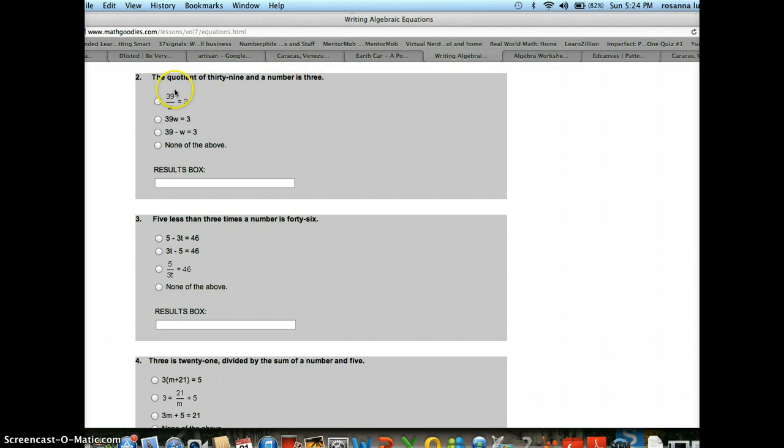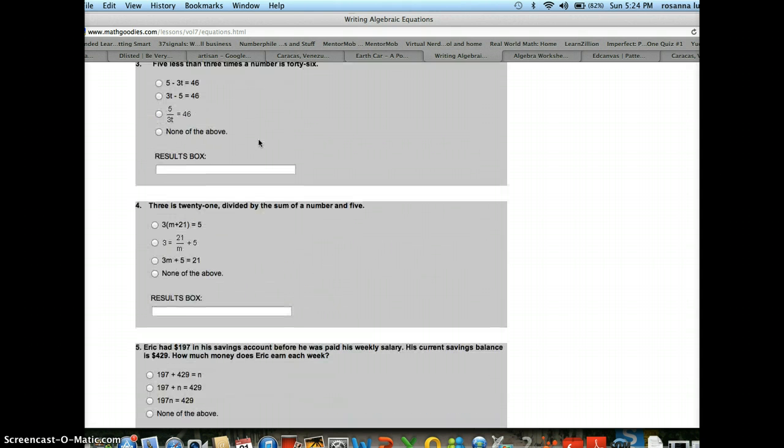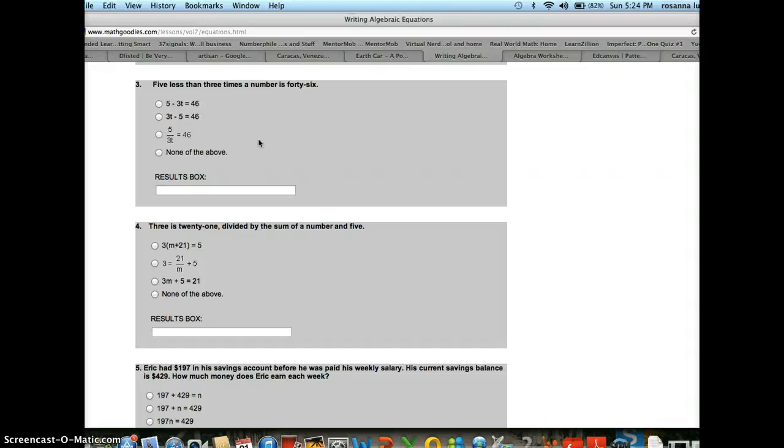Quotient. Looking at our choices, I can only see one division sentence. But then we are not sure yet because it could be none of the above. It says the quotient of 39 and a number, so 39 divided by a number, and a number can be represented by the variable w, is the same as or equal to 3. Let's choose this one. It's correct again.